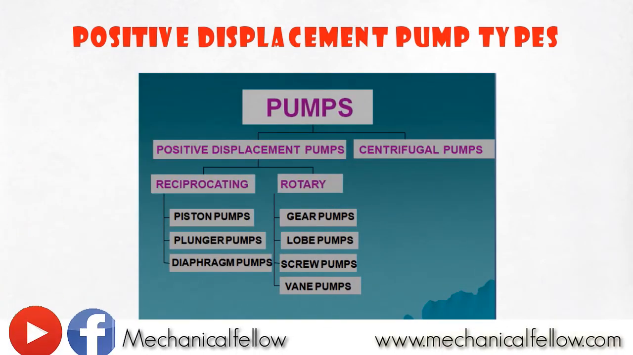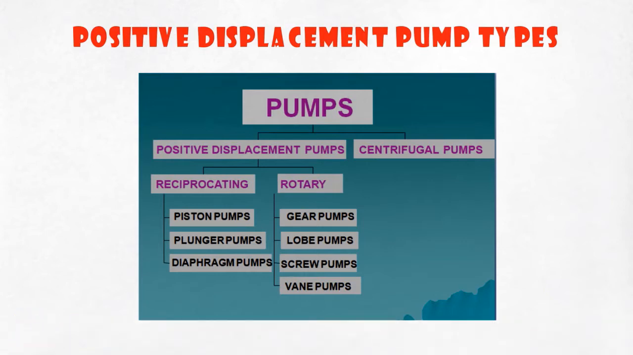We already have a lecture on pump types. From this picture you can revise the positive displacement pump types. Piston, plunger, and diaphragm are the types of reciprocating pump, and gear, lobe, screw, and vane pumps are types of rotary pumps.